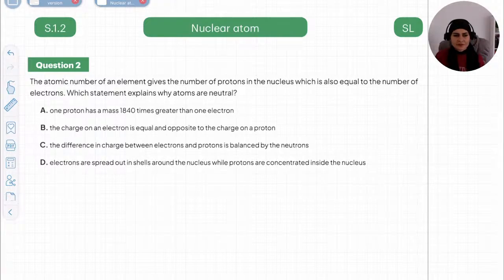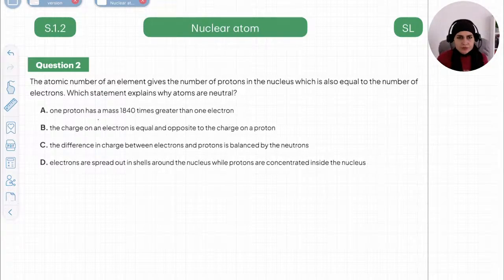One actually important thing to know: when they say atom in the question, they mean a neutral thing. They mean that it doesn't have any charge. Just like the word atom means that by default it's neutral. So the question: which statement explains why atoms are neutral? Let's look through the options.